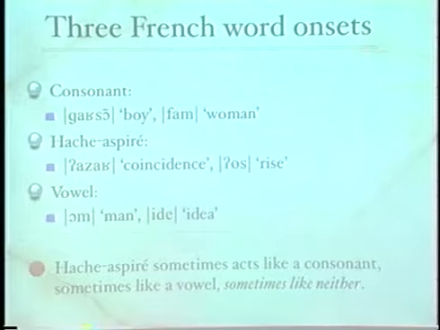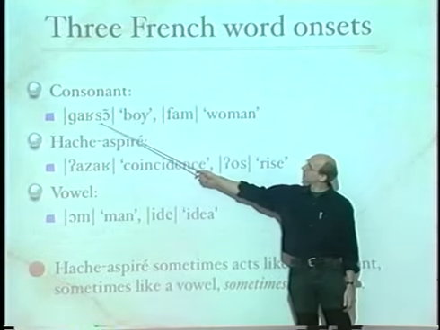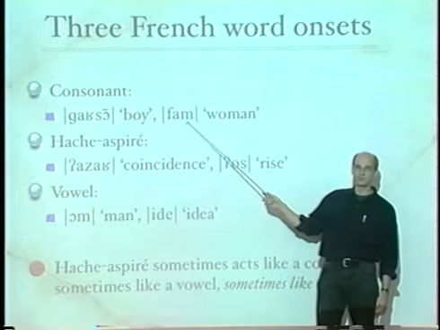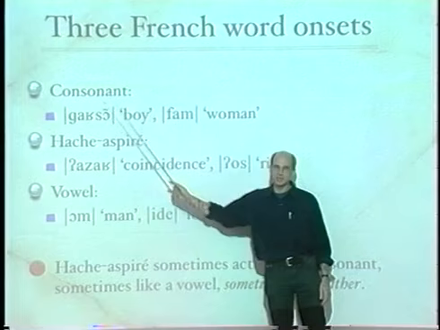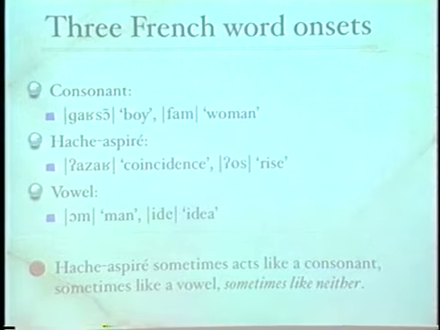In French, words can start in 3 different ways. Words can start with a consonant. That's the masculine word garçon, the feminine word femme. These pipes here depict the underlying form. These are underlying forms. They're stored in this way in the lexicon, right?